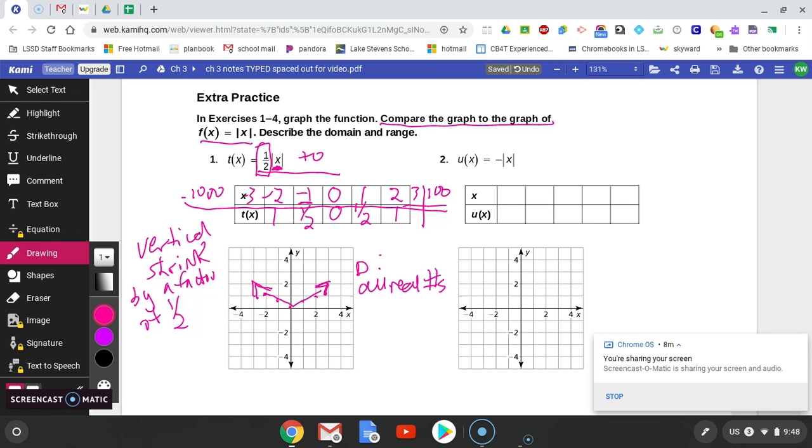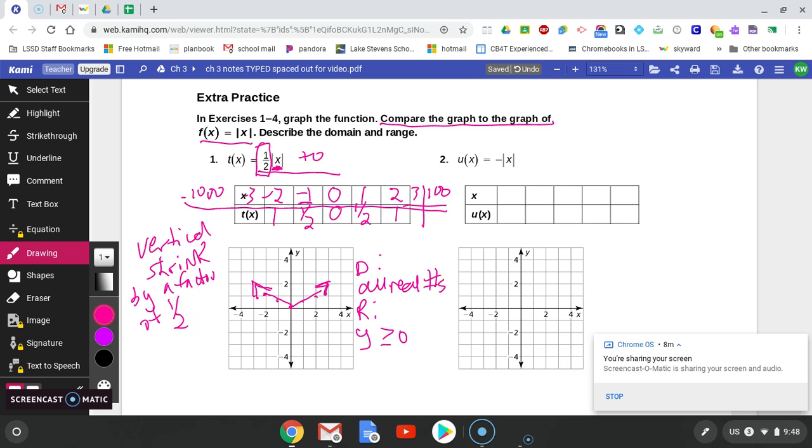So that's my domain. My range, again, is what can y be. In other words, how far up and down does it go? So again, if I take a look at my graph, as it's going left and right, it's going up forever. But it stops here. It doesn't go any lower than that point there. So that means that y has to be greater than or equal to 0. The lowest point it goes to is 0, and then it can go up forever from there.